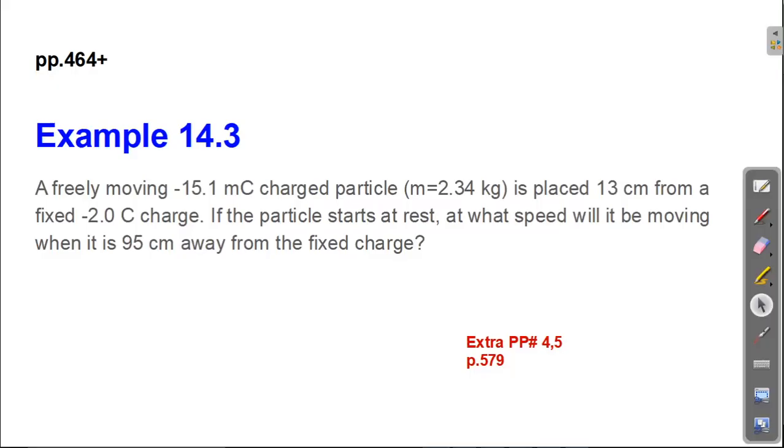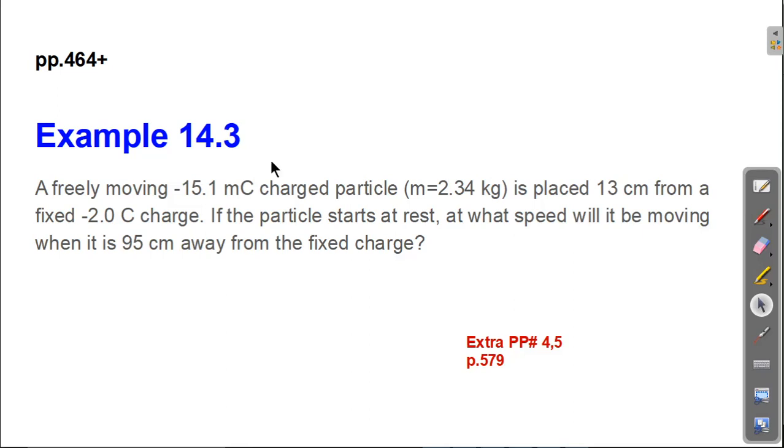Let's go back to instruction. Notice that you need to do extra practice problems 4 and 5. So once again, I'm going to put the value for the final answer. If you got it right, move on. And if not, watch to see how it's done.